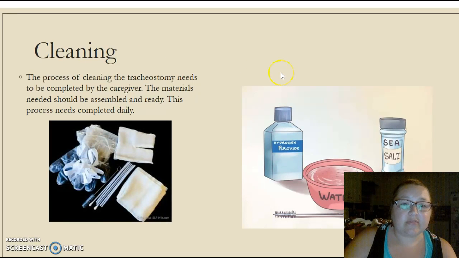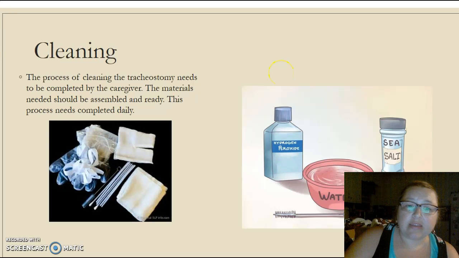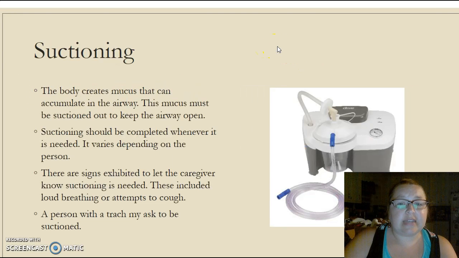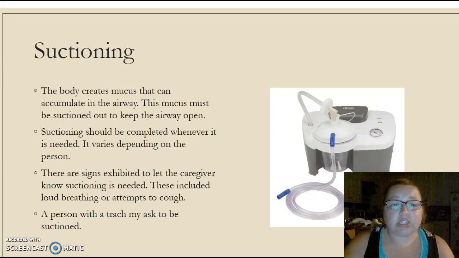Cleaning. The process of cleaning the tracheostomy needs to be completed by the caregiver. Materials and all need to be ready, and this is something, again, that has to be done daily. Suctioning. The body creates mucus that can accumulate in the airway. This mucus must be suctioned out to keep the airway open. Suctioning should be completed whenever it is needed. It varies depending on the person.